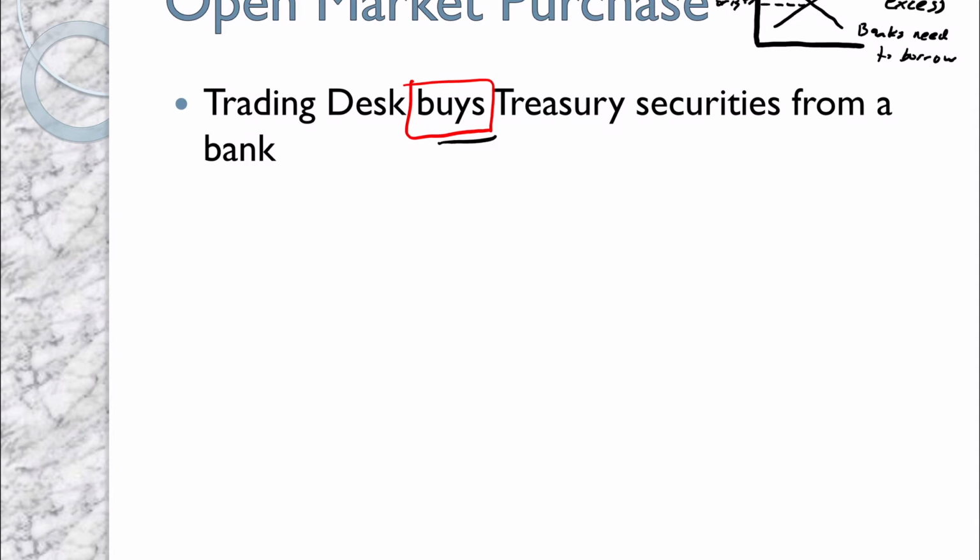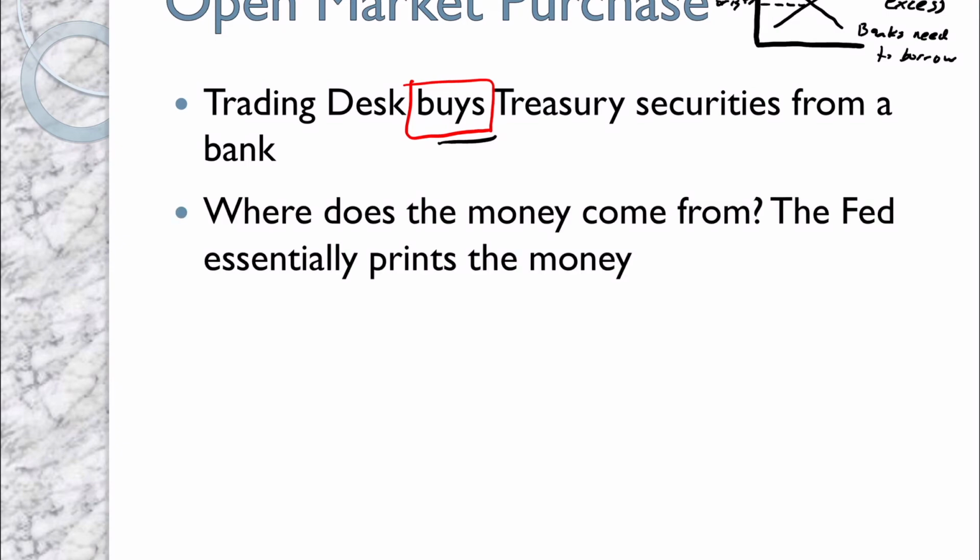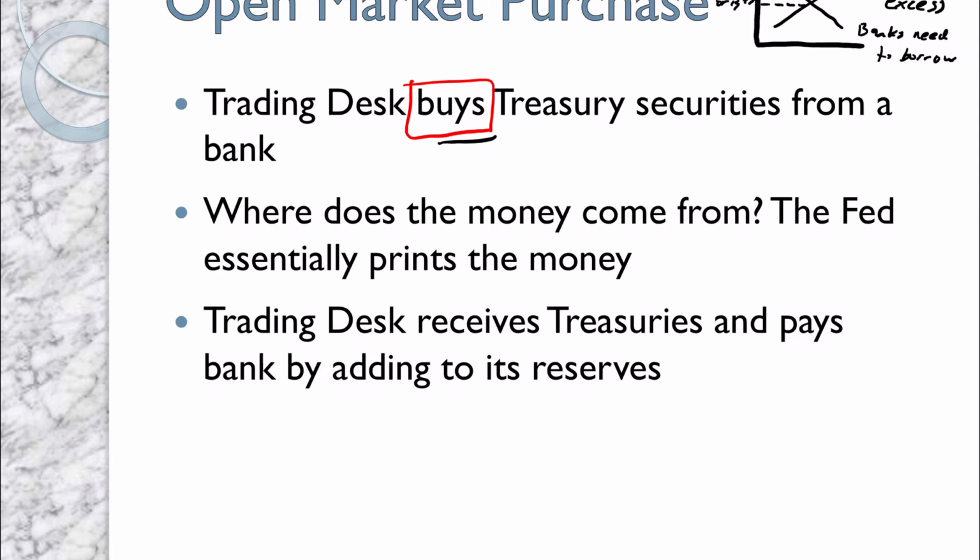So let's continue on. The trading desk is going to buy these Treasury securities from a bank. Where does the money come from? Essentially, the Fed will just print the money. If you look at your currency at your bank, you'll see it's printed by the Federal Reserve. When the Fed wants to buy these Treasury securities, they essentially print the money. Then the trading desk pays the bank by adding to the reserves of that particular bank.